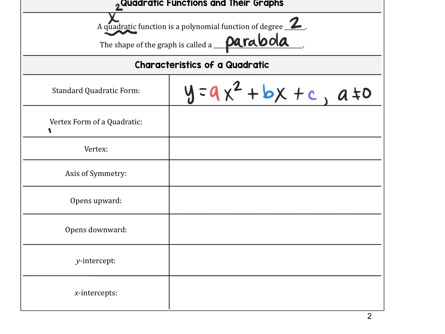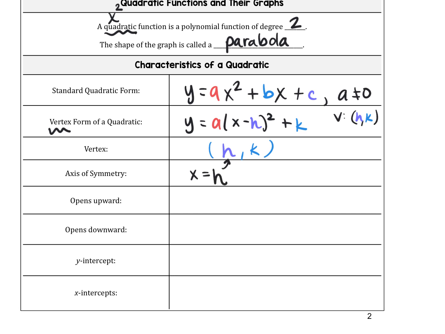If we have the vertex form of a quadratic, that means that we have the vertex readily available in this form. So we're going to say y equals a parentheses x minus h squared plus k. And this is when your vertex is the point h, comma, k. Oh, I should have put that here. That's okay. And then our axis of symmetry is always x equals whatever our h value is.